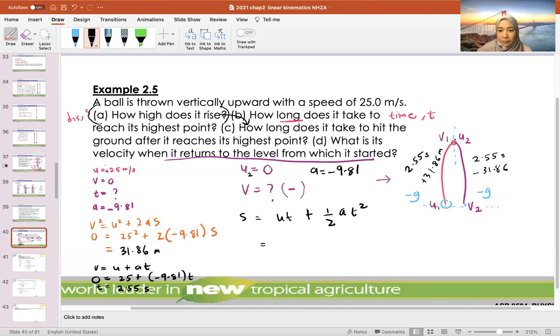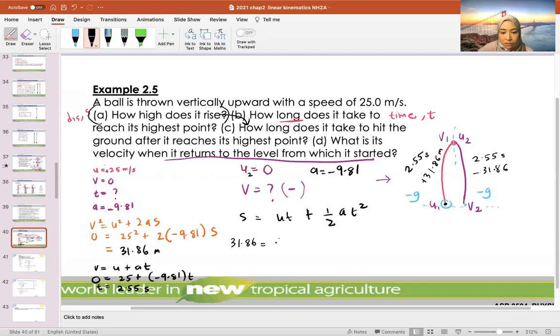S dia bermula daripada positive 31.86. S kita adalah 31.86 meter. Sebab kita bermula dari atas. If I started it from down here, it will start from 0. But in this case, my ball is at here. So the displacement from the reference point is 31.86. Kat mana reference point kita? Kat sini. Kita start dari sini. Displacement ke atas ni. Now the position vector ataupun the displacement of the ball is 31.86.